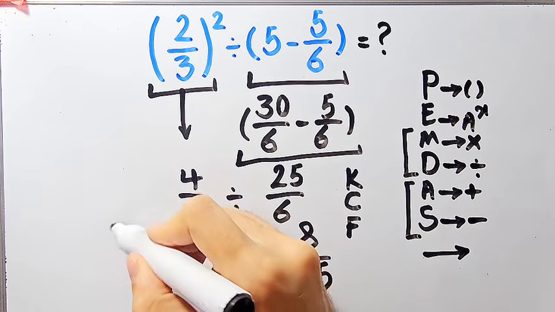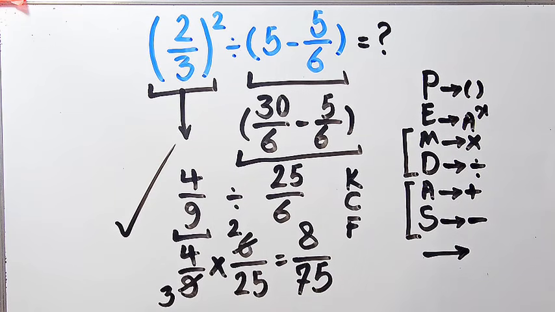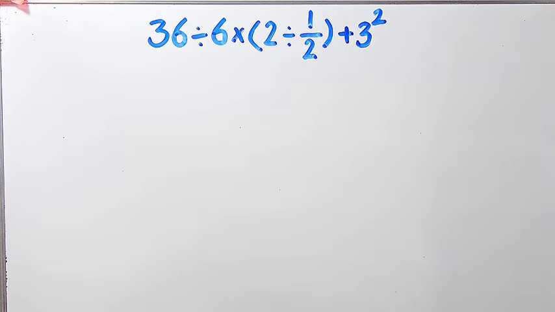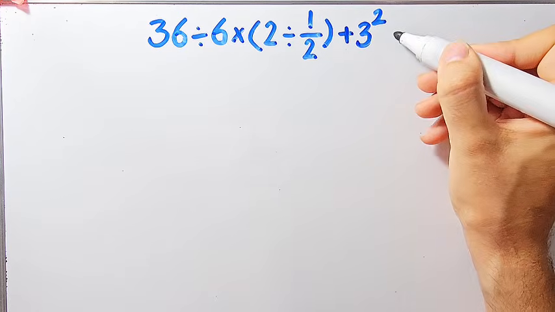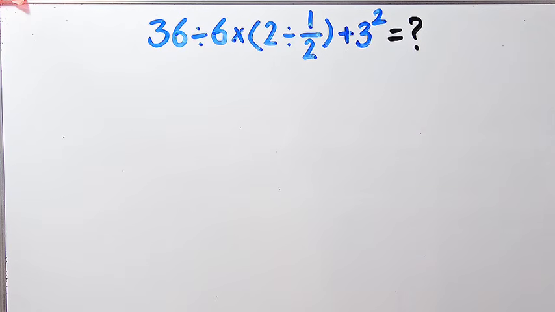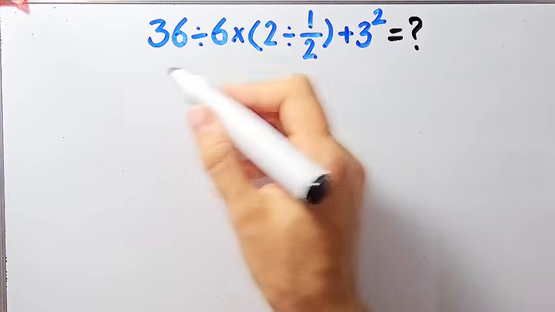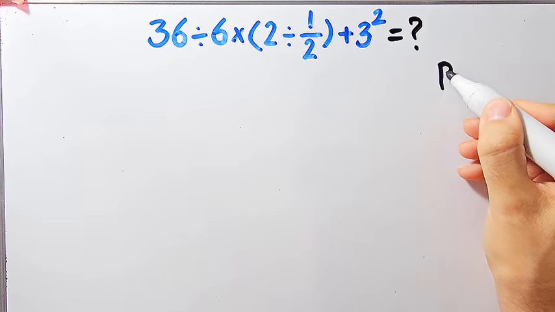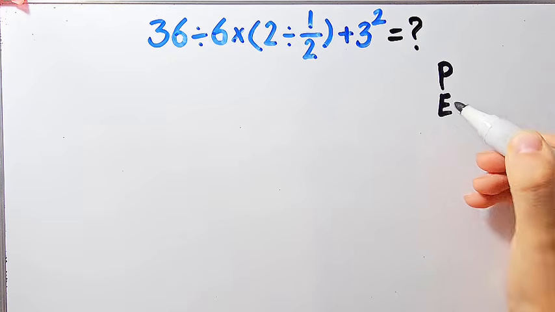Okay guys, let's solve another question about PEMDAS rule. 36 divided by 6 times open parentheses 2 divided by 1 over 2 close parentheses, then plus 3 to the power of 2. What is the answer of this question? We have division, multiplication, parentheses, addition and exponent. Again, to solve this question, we need to follow the order of operations, which is PEMDAS.